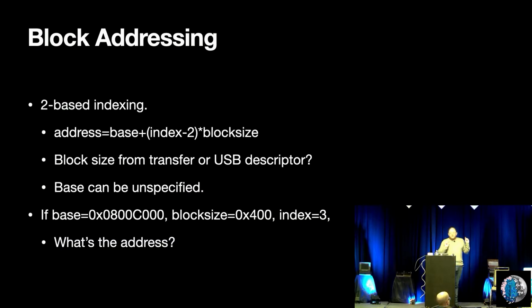Now, the way that you calculate this is that the actual address that you're accessing is the base address plus 2 less than the index times the block size, except that there is no standard command to set the address. There's a non-standard one, which is like 5 bytes that you send to the 0 address, and everybody copied that from STmicro. So we kind of have a way to do that.